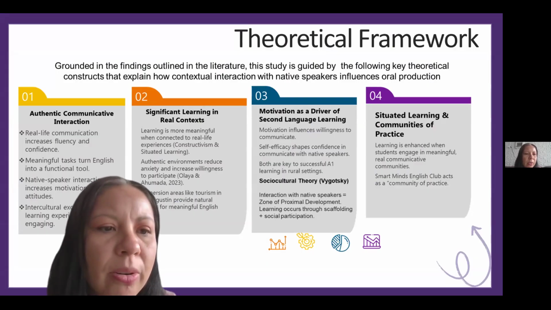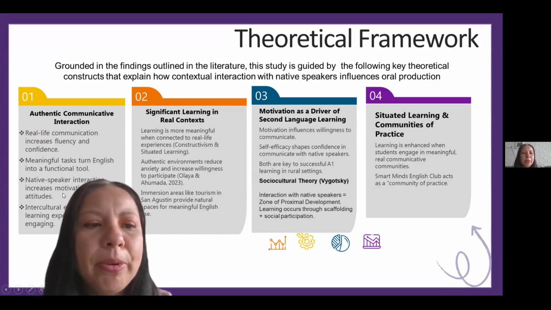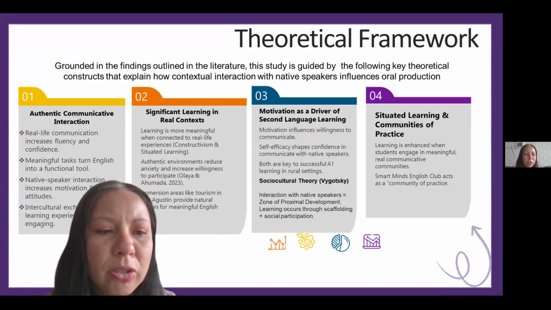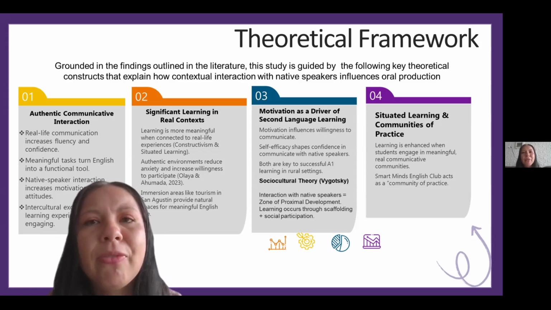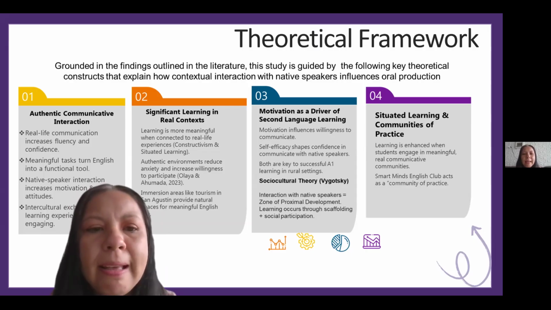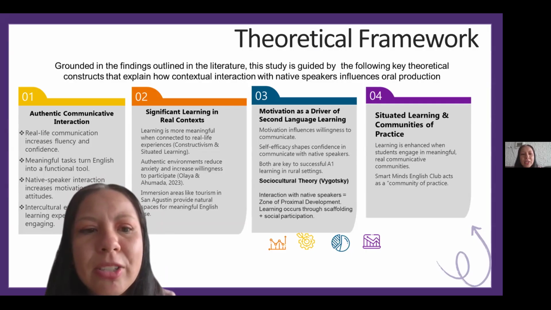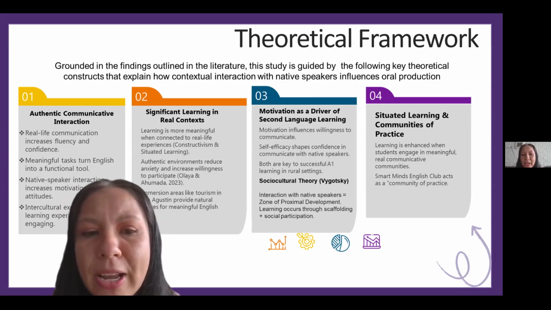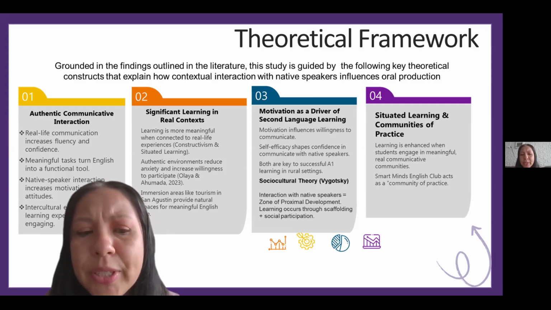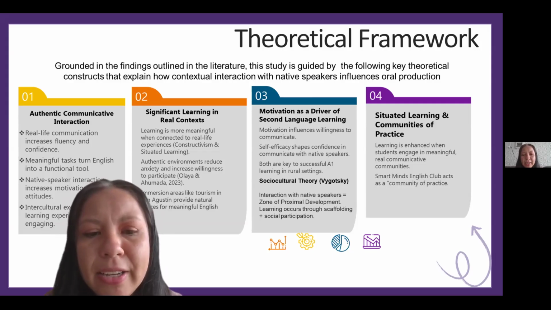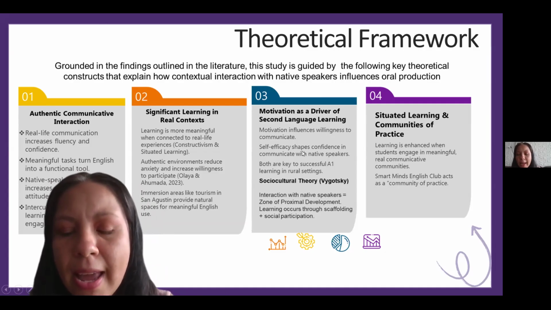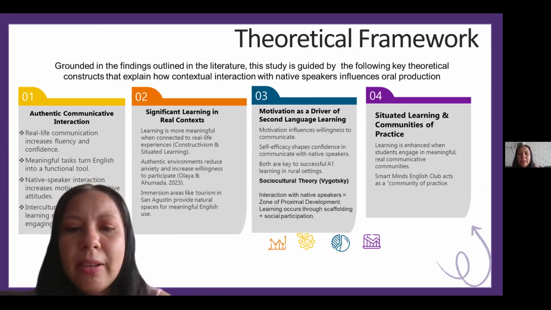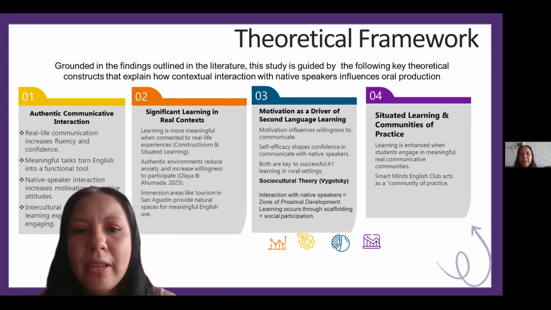Some theoretical constructs are related with authentic communicative interaction. Real-life communication increases fluency and confidence among students, and meaningful tasks turn English into a functional tool. Also, interaction with native speakers increases motivation and positive attitudes among students. The second one is significant learning in real contexts. Learning is more meaningful when connected to real-life experiences, and authentic environments reduce anxiety and increase willingness to participate. The third one is related with motivation as a driver of second language learning. Communication influences willingness to communicate, and self-efficacy shapes students' confidence in communication with native speakers.